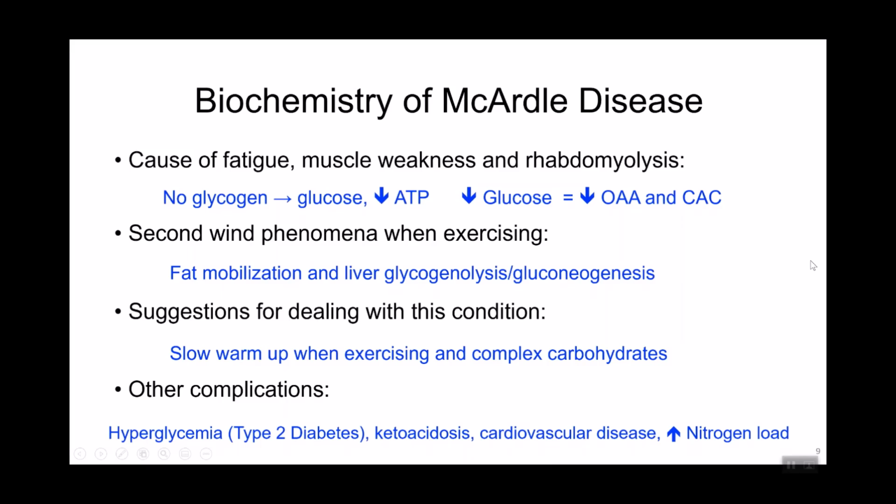And then the last idea or concept we haven't really covered, but if they are breaking down proteins for energy because they can't use muscle glycogen, then this will increase the nitrogen load, and the urea cycle will be needed to remove it from the body.